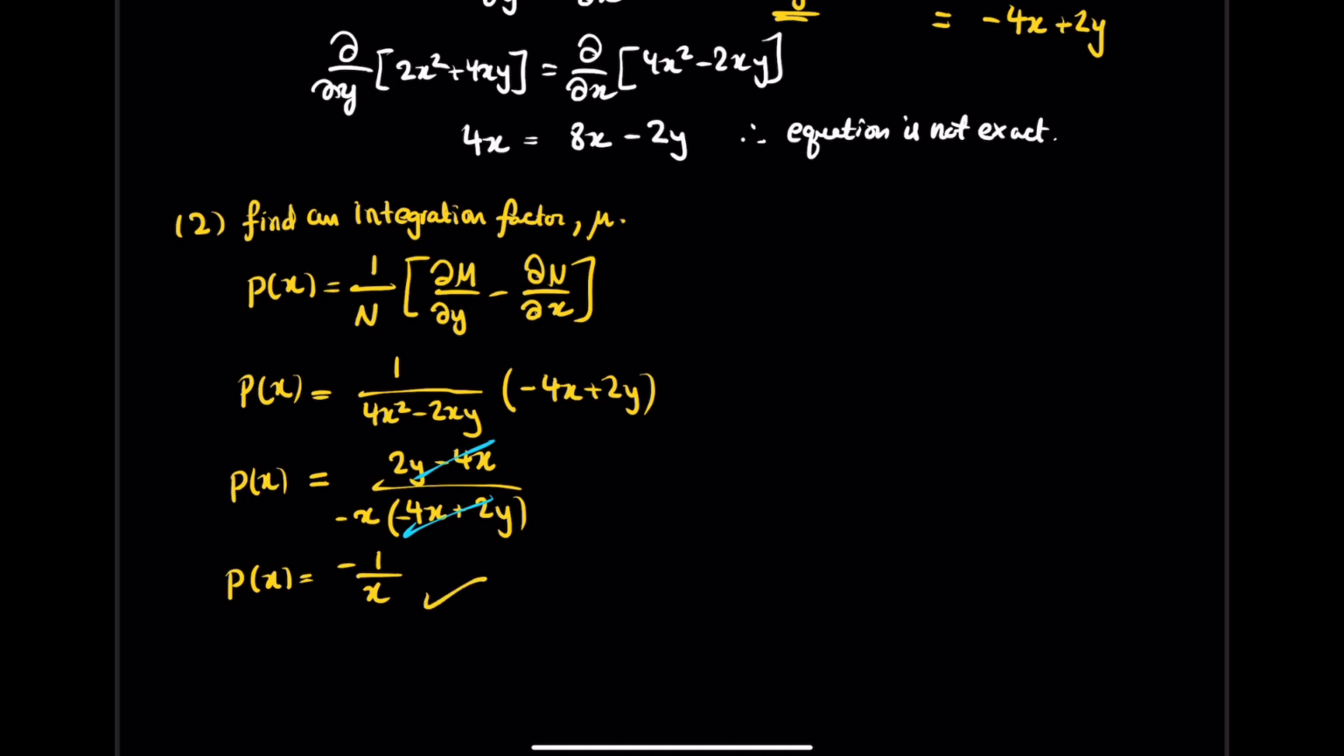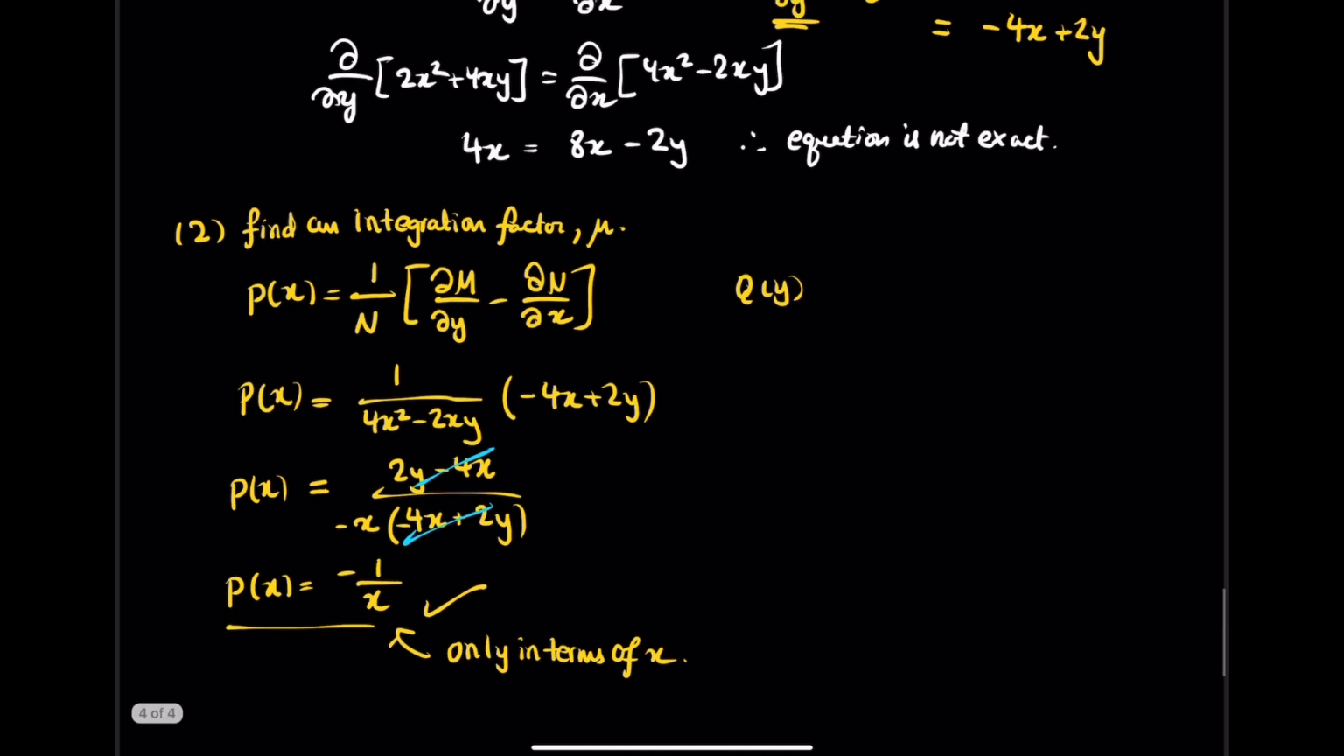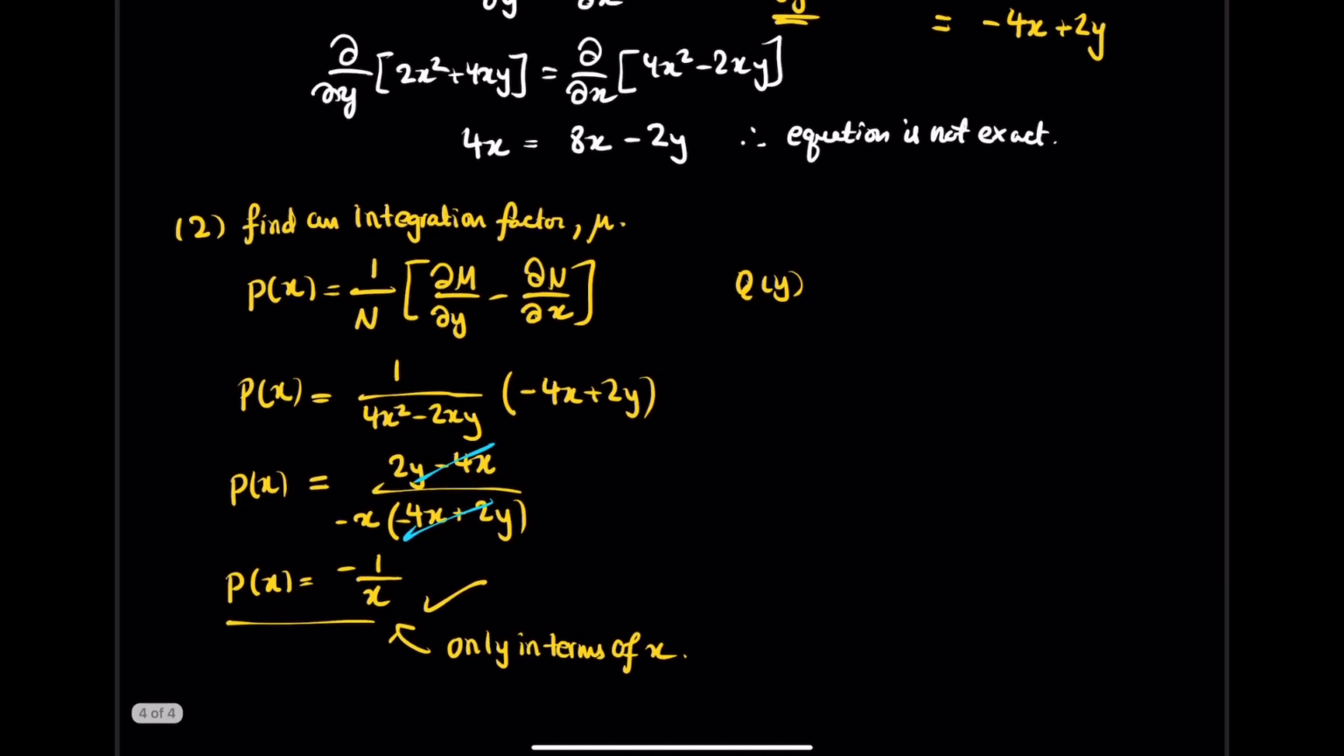We don't even have to look for qy. I mean, we can, but I don't want to waste your time. We've already found px, so this is all we need. And px is only in terms of x, and this is the main thing, right? This is only in terms of x. And I'm betting you qy will not be in terms of y only. Okay?